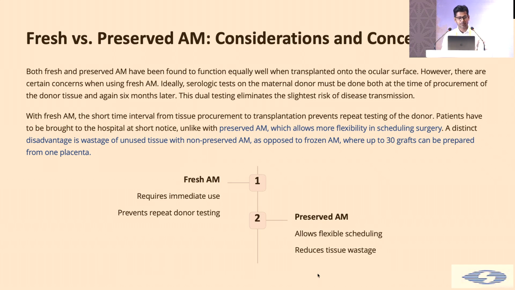Both fresh and preserved amniotic membrane have been found to function equally well when transplanted onto the ocular surface. However, there are certain concerns when using a fresh AM. With fresh AM, the short time interval from tissue procurement to transplantation prevents repeat testing of the donor. Patients have to be brought to the hospital at short notice, unlike with preserved AM, which allows more flexibility in scheduling surgery. A distinct disadvantage is the wastage of unused tissue.